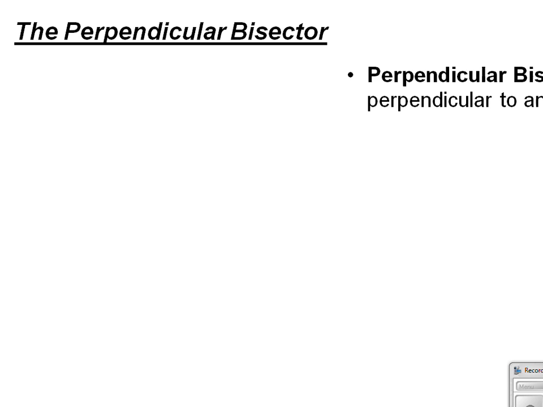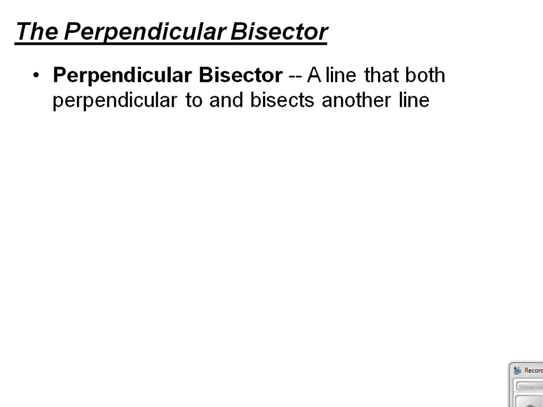Now, there is another special bisector called the perpendicular bisector. A perpendicular bisector is a line that is both perpendicular to and bisects another line. So here we have ourselves a segment, segment EF. Now, the perpendicular bisector of EF would be a line that not only bisects segment EF, but also is perpendicular to EF.